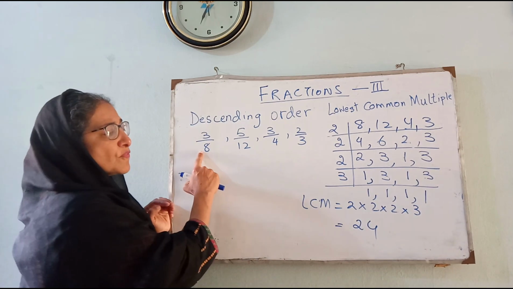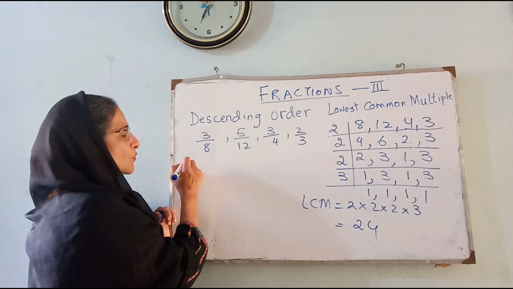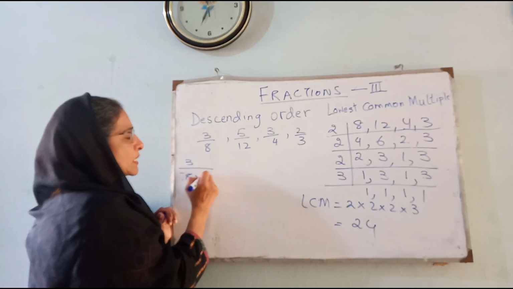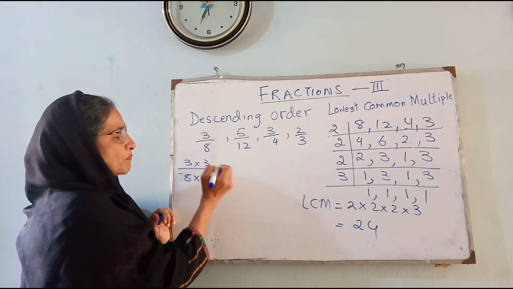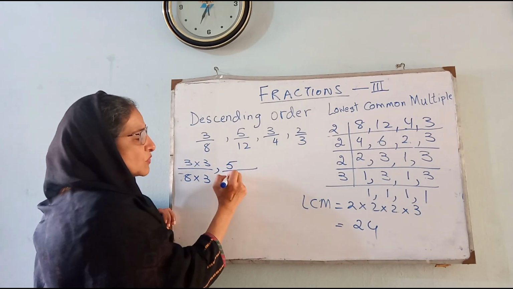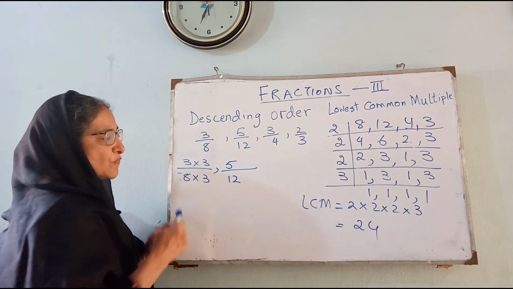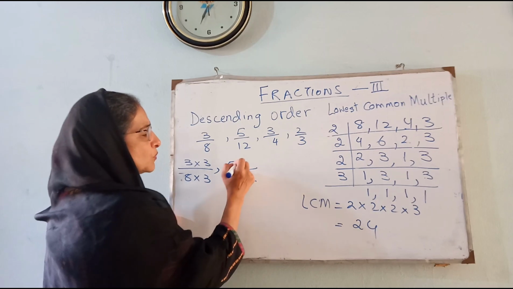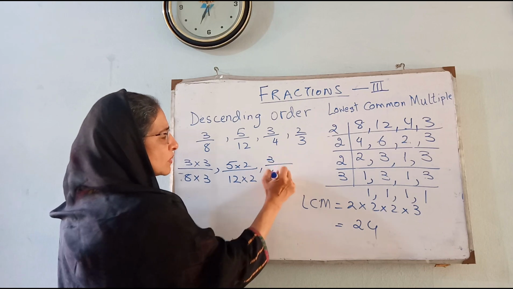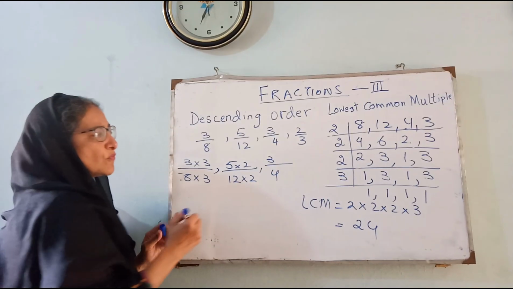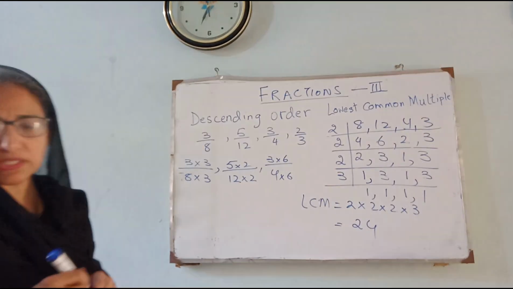Now if you know the table of 12, you know that 8 times 3 gives you 24, so this fraction will be multiplied by 3. Whatever I do in the denominator, I do the same in the numerator. The next fraction is 5 by 12. 12 1s are 12, 12 2s are 24, so I multiply this by 2, in both numerator and denominator. My next fraction is 3 by 4. 4 times 6 is 24, so I multiply this by 6, and the numerator also by 6.